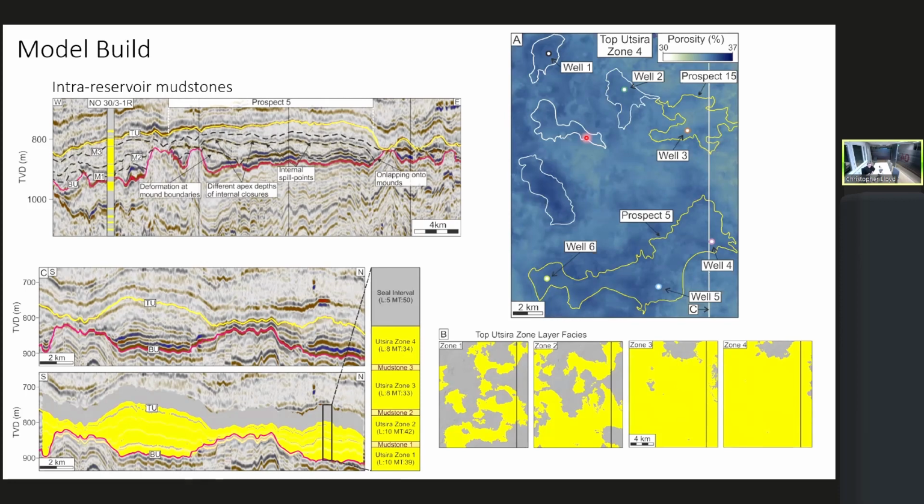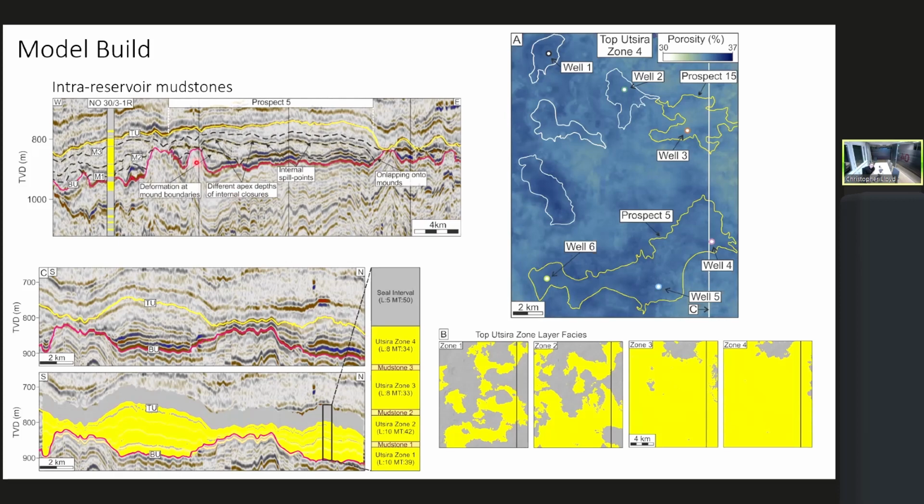We did a further, more detailed geological assessment just around this area, and we identified 3 laterally extensive intra-formational mudstones. You can see them in this well here, and they went across the full area. So when it came to building our reservoir model, we put in these 3 mudstones, which gave us in the end 4 different Utsira sandstone zones, and then there are different layers in each of these.